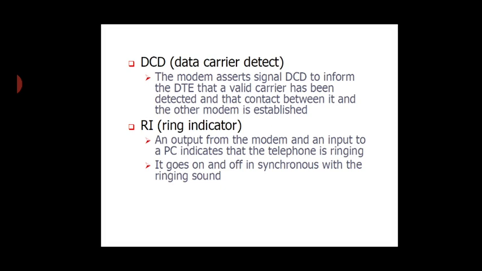There is RI, ring indicator, an output from the modem and an input to the PC that indicates that the telephone is ringing. There is a connection between the modem and the PC. Let us say you get a call on your telephone, and when you hear the ringing sound, it is a ringing indication that data is available. You can get it from your telephone or from a mobile phone. It is an indication that data has arrived or something is there to receive. It goes on and off in synchronism when the ringing is on.